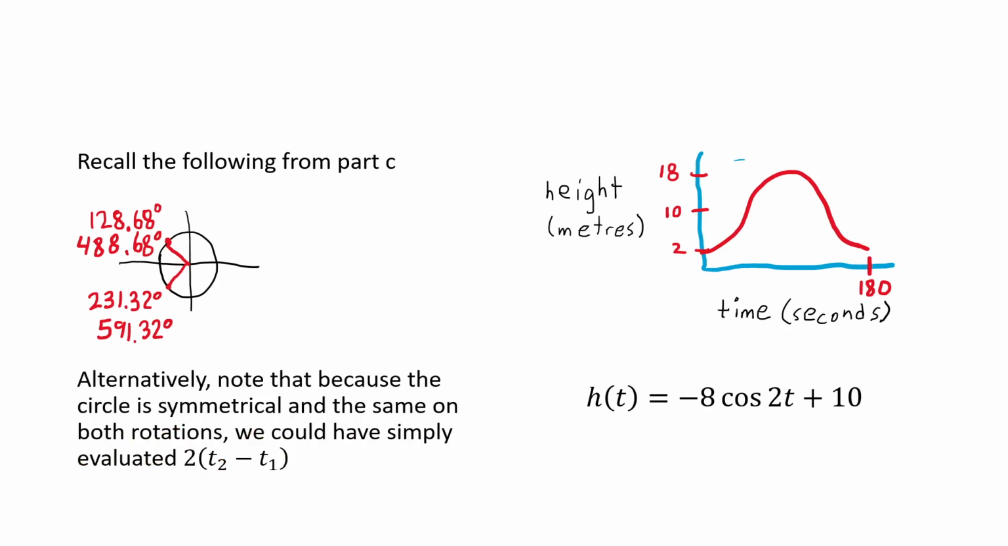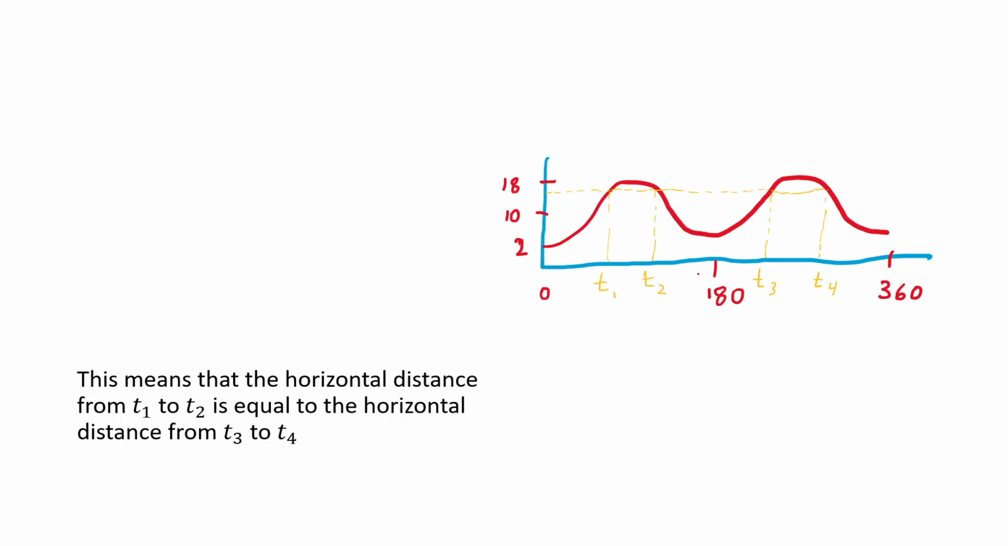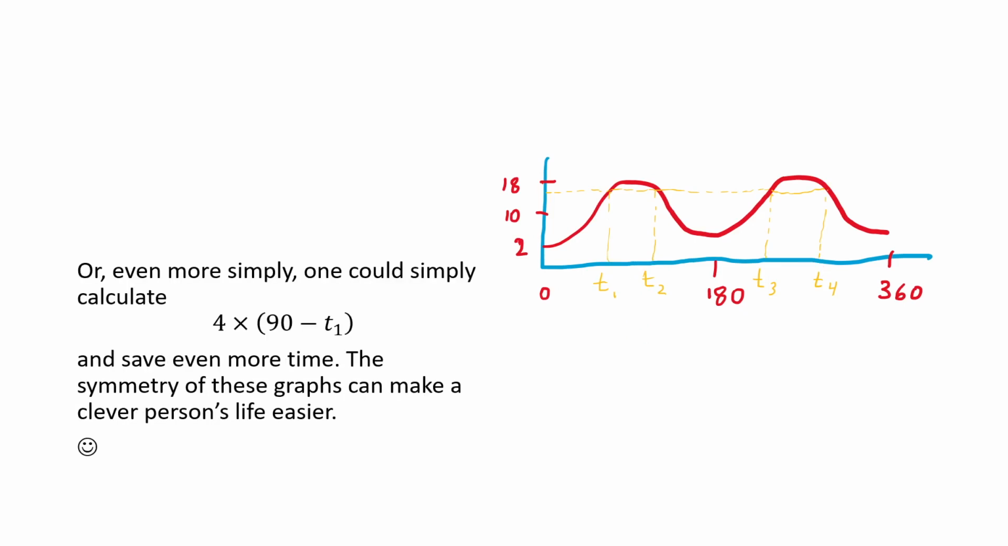Now, some of you might say, wait a second, couldn't we have just evaluated the first T2 minus T1 and then multiplied that by 2? Because the symmetry of the circle suggests that this distance is actually going to be equal to this distance. So we can just figure this out and multiply that by 2. And absolutely, that's totally correct.